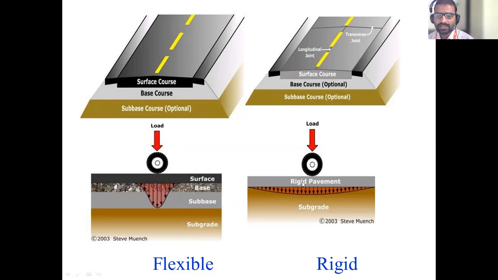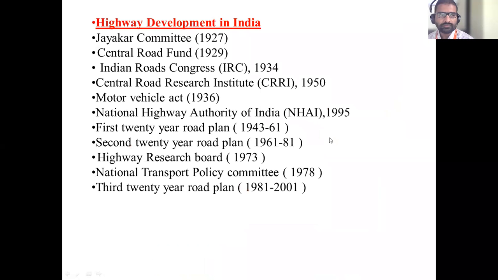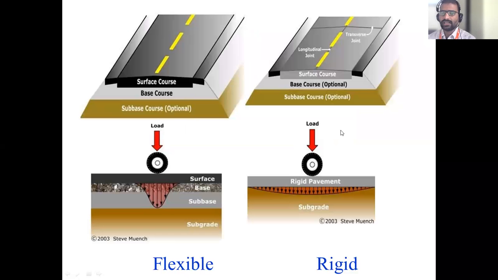Rigid pavement: what is in it? Rigid pavement and coming to the subgrade only. They call it base course, next sub base. Okay, this much we have studied in the last class, correct? Yes, sir.